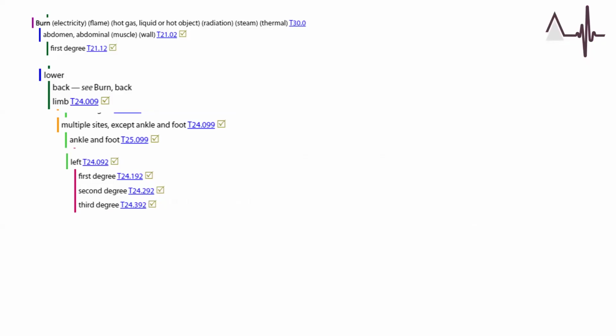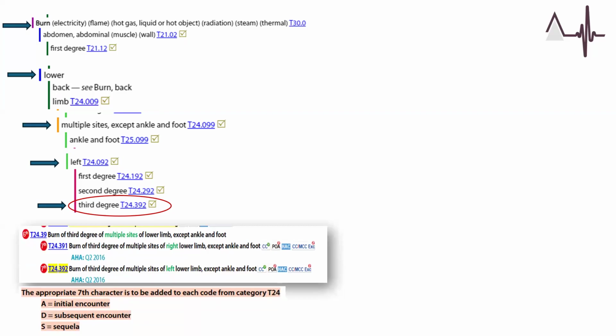Starting with the third-degree burns on the anterior and posterior portion of the left leg, starting at the knee, extending above the ankle. In the alphabetic index, look for burn, lower, limb, multiple sites, except ankle and foot, left, third degree, referring you to T24.392. Third-degree burns to the left leg at the knee, extending above the ankle, are coded as T24.392. And notice that there is information here about including the appropriate seventh character.